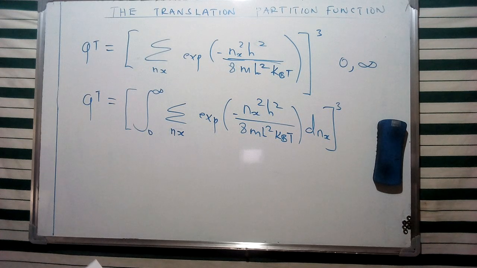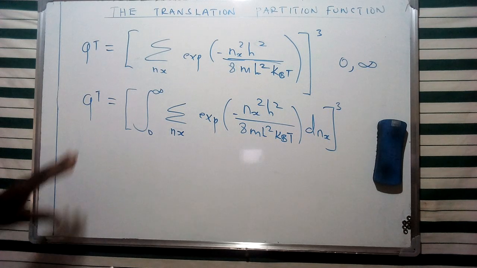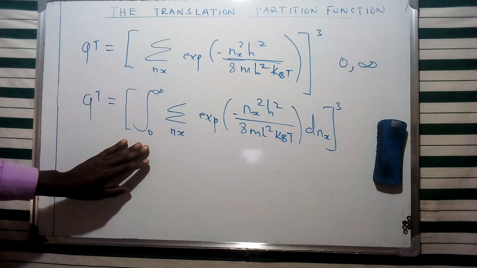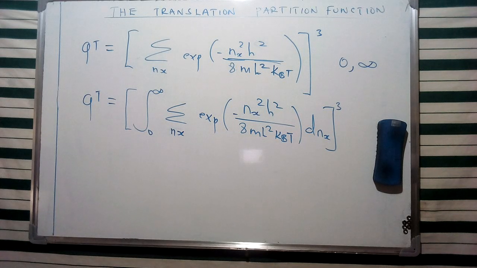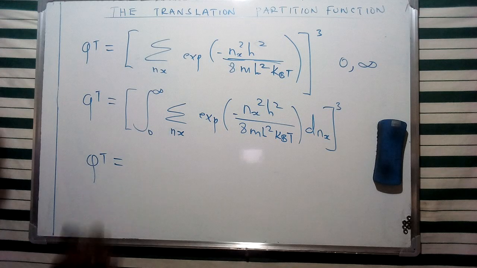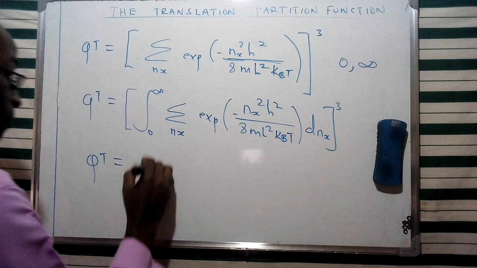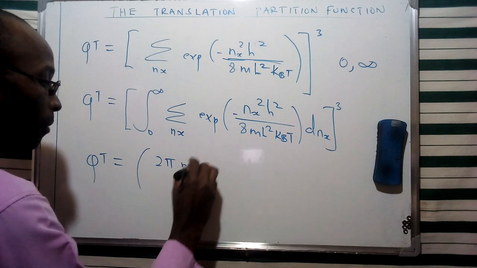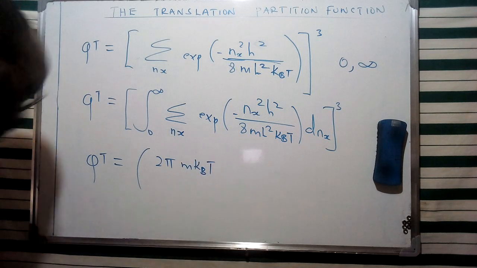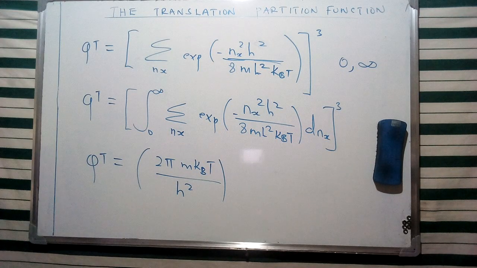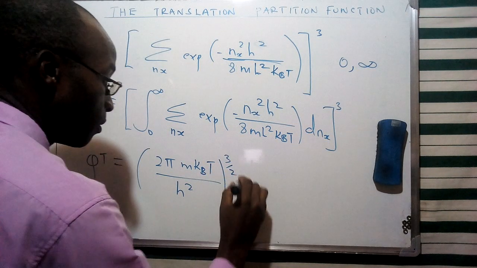Now, in this case, we are going to look at a way of finding the solution to this equation. And of course, we are going to solve this one using a standard integral, and therefore that's going to give us the value of the translation partition function equivalent to 2 pi m kBT all over h squared, raised to the power 3 over 2, times V.